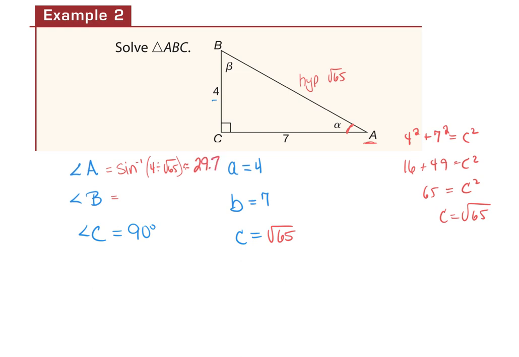You could have also used inverse tangent if you'd wanted to, right? Inverse tangent of 4 over 7. Inverse cosine of 7 over square root of 65. Multiple ways to find angle A.